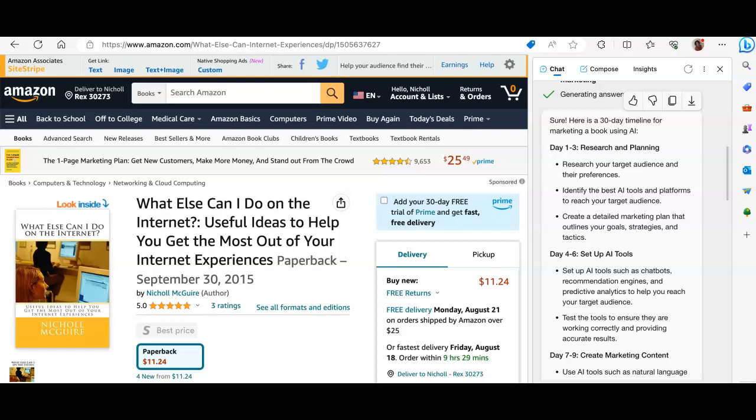So for a client who just released a book not that long ago, we had to make sure that we started the process of marketing the book. And one of the things that you do is you research your target audience and their preferences. However, the old school way would have been to pull up Google and then plug in a bunch of information, but we're going to use chat.